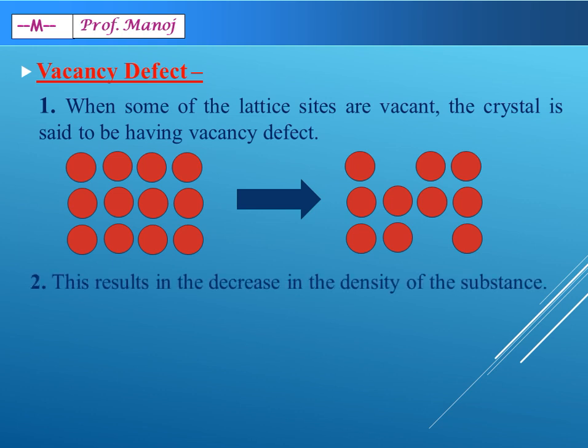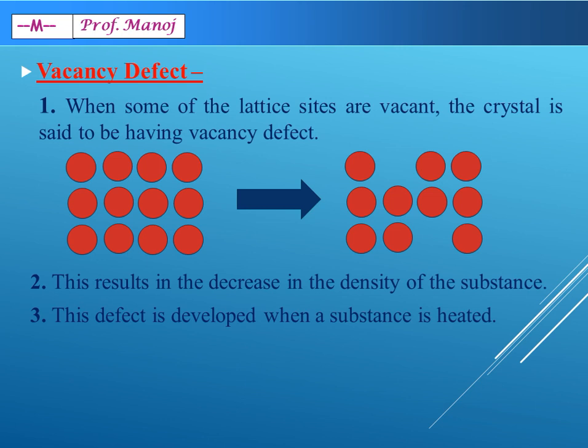This results obviously in a decrease in density because the mass of the substance is decreasing but the volume overall will remain constant. This defect is usually developed when the substance is heated.